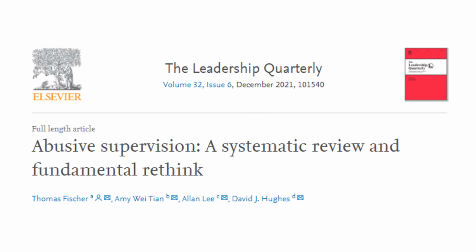Here is another example of a systematic review. In this article on abusive supervision, authors provided a comprehensive catalog of the correlates of abusive supervision. That comprehensive catalog included the antecedents, outcomes, mediators, and moderators that had been studied on the topic of abusive supervision.